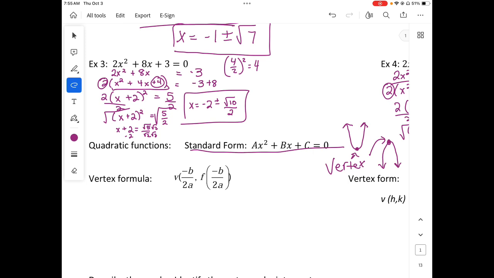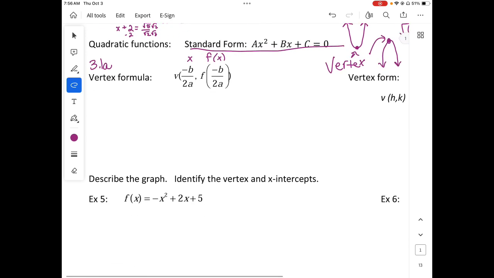So we found solutions, which is our x-intercepts. Now we're finding the vertex, which is where it changes direction. 3.1a is going to focus on standard form and finding the vertex from that standard form. So to find the x value of the vertex, we do negative b over 2a. To find the y value of the vertex, which is, remember, y is the same thing as f of x, we plug in the x value and find the y.